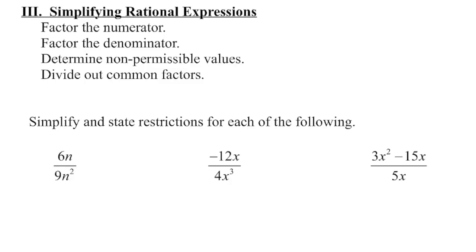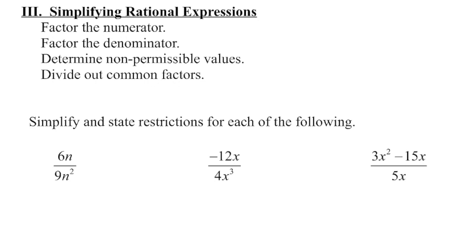In order to simplify a rational expression, we're going to factor all numerators, factor all denominators, determine the non-permissible values by looking at what are those values that would make the denominator equal to 0, and then divide out common factors. It is crucial that we do this step before we divide out, otherwise we can lose some of those non-permissible values in our canceling out process.